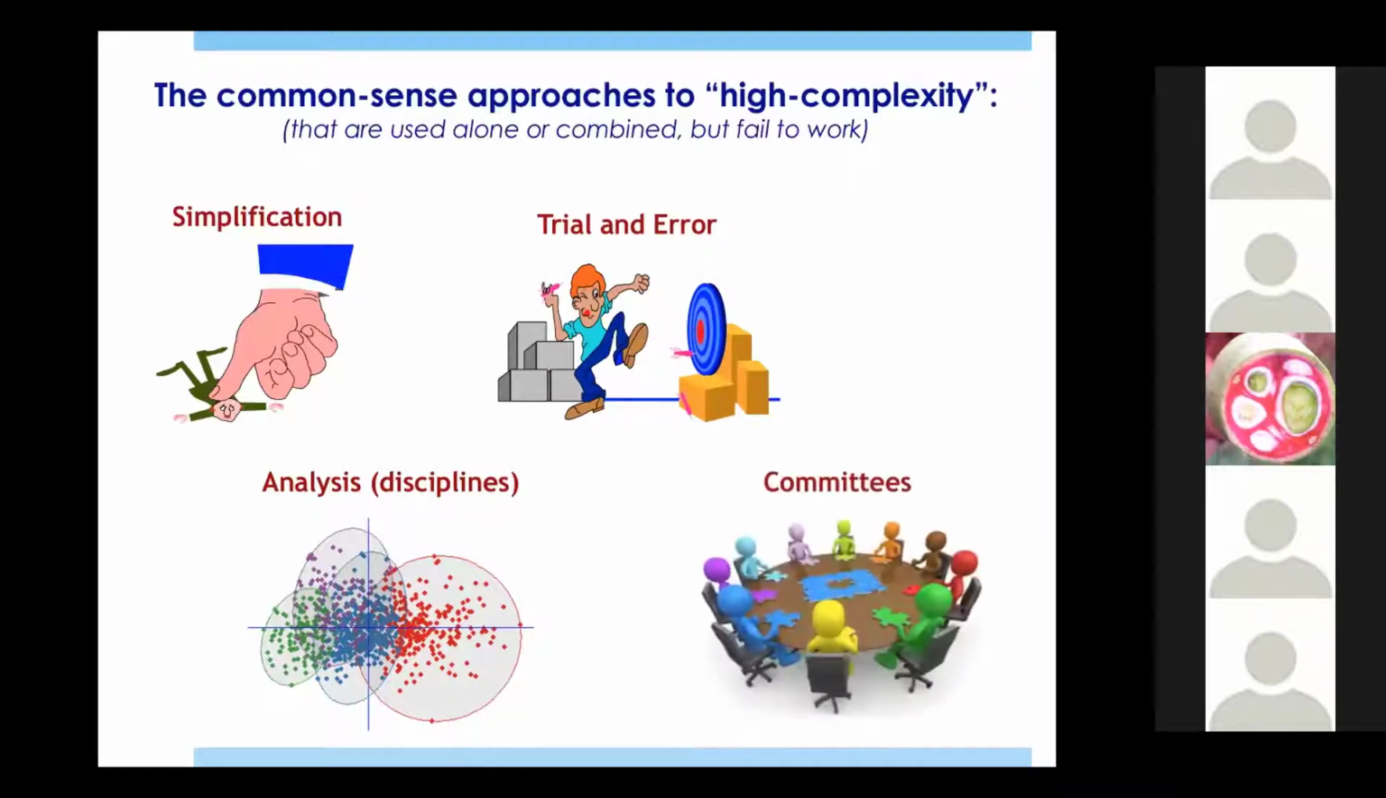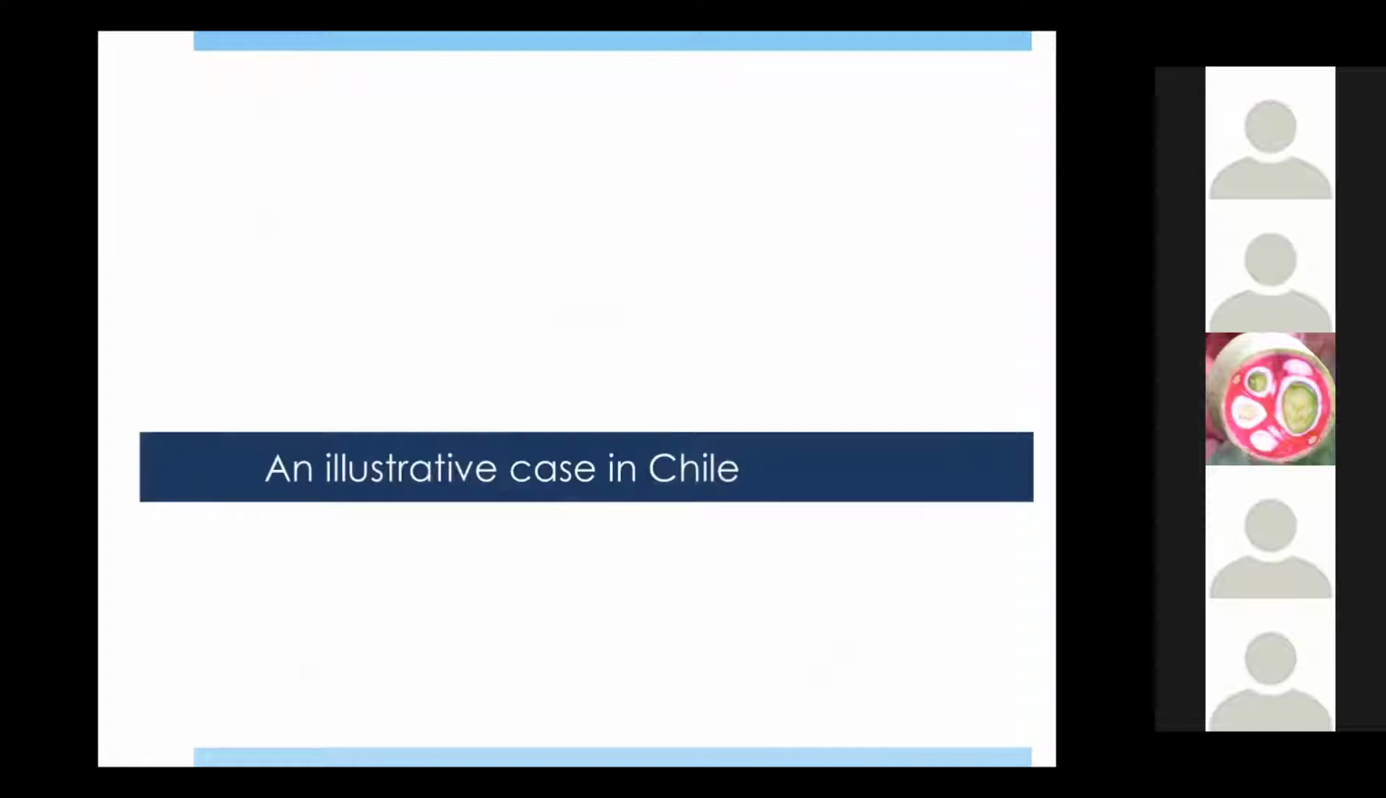And finally, committees. We have all participated in many committees. And obviously, the committees cannot have the requisite variety for the big complexity that is in any of these high complexity programs. Well, I'll show now an illustrative case for a high complexity or wicked problem.